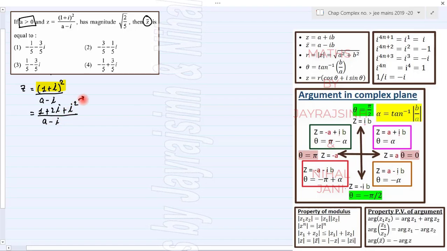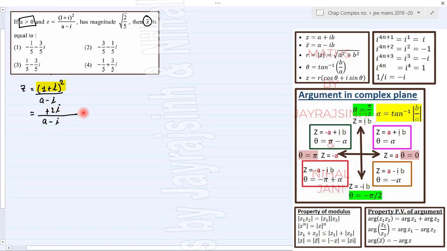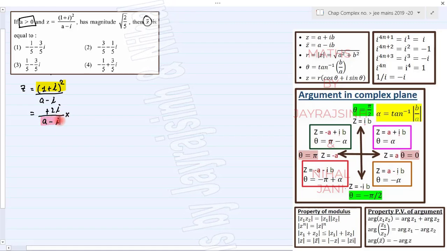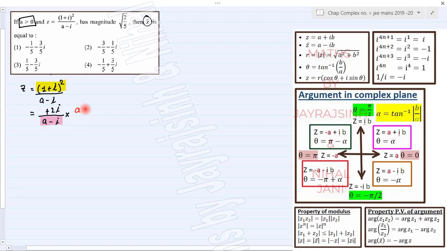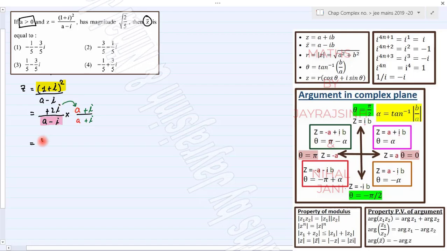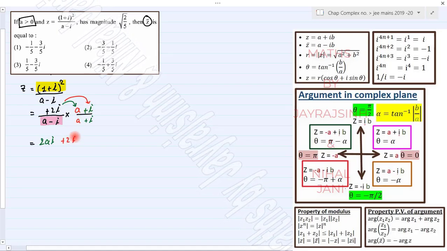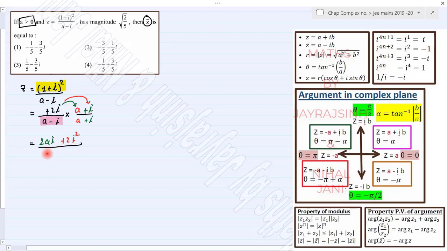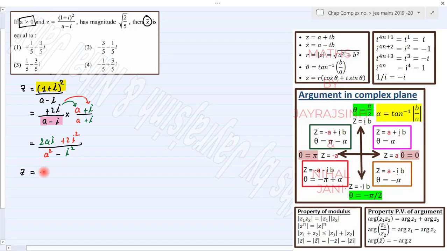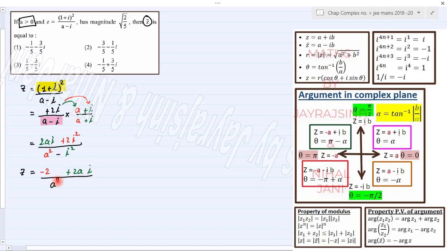And we know that your i square is nothing but minus 1. So 1 and minus 1 will cancel out. We'll get 2i upon a minus i. For further simplification, we have to multiply and divide by the conjugate of the denominator, which is a plus i. So 2i multiplied with a will give us 2ai, and 2i multiplied with i will give us 2i square. And in the denominator, we'll get a square minus i square. So we can say your z will be minus 2 plus 2ai upon a square plus 1.